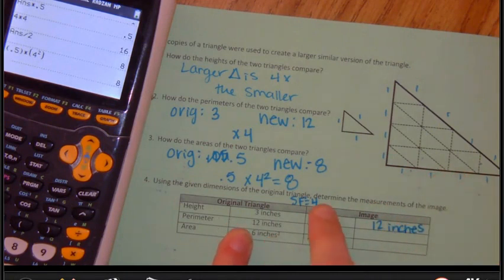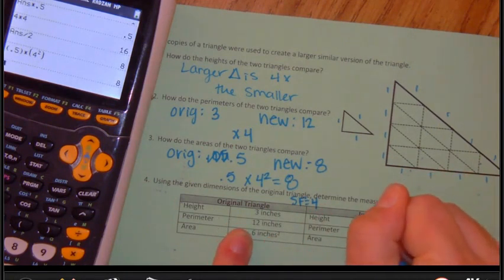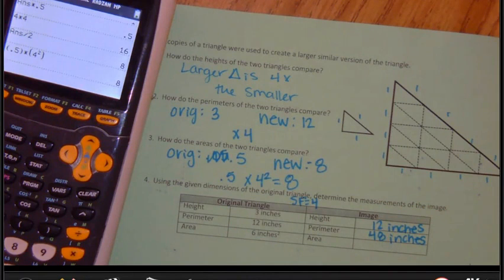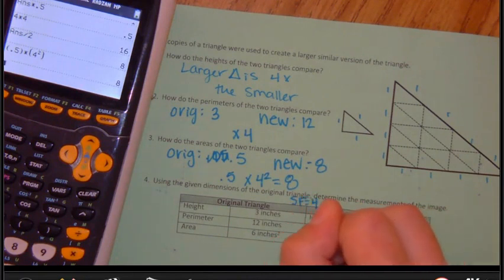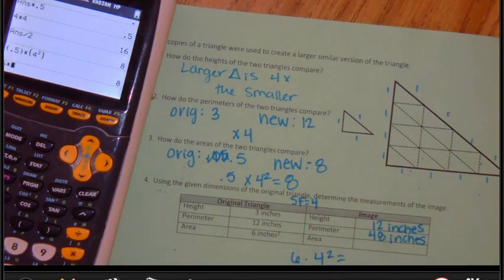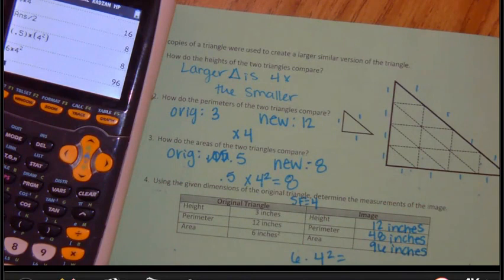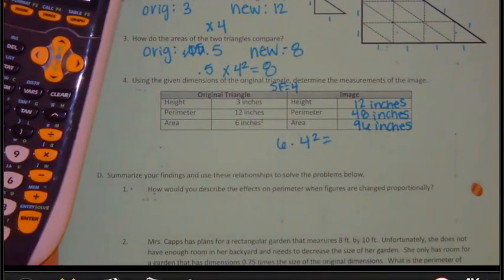Okay, my perimeter, we multiply it by 4. Well, 12 times 4 is 48 inches. And my area is 6, so I'm going to do 6 times 4 squared. Okay, so 6 times 4 squared. And I'm going to get 96 square inches. Okay, 96. All right.